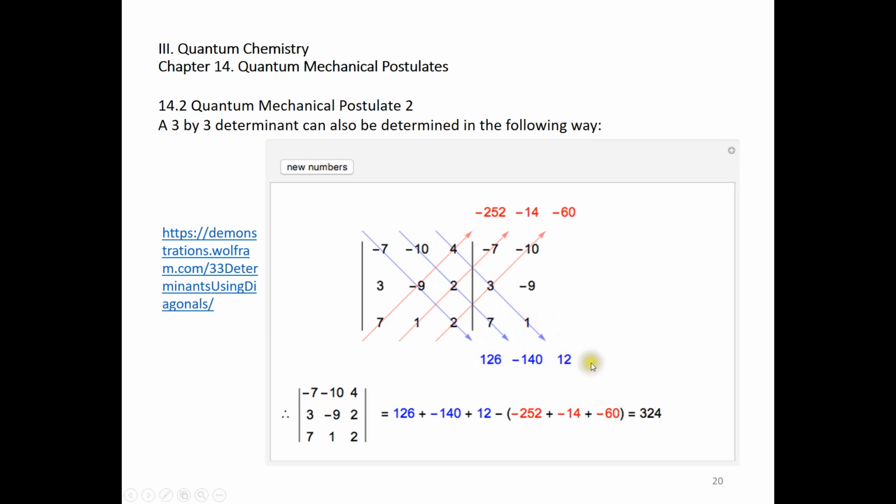And now you need to subtract the three red arrows. Over here, you need to subtract the product of 7, negative 9, and 4. You need to subtract the sum of this. You need to subtract the sum of this. And you can see the blue ones, you do pluses. The red ones, you do minuses. But in this case, the blue ones are negative, so you do minus negative numbers. The result is 324.